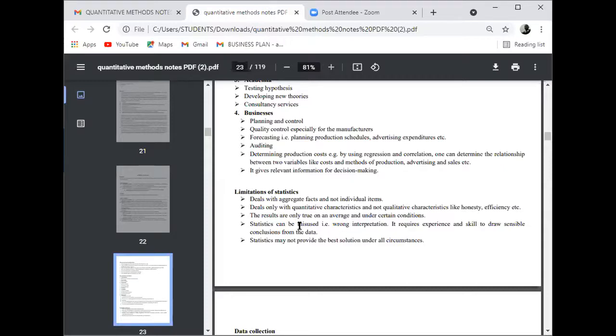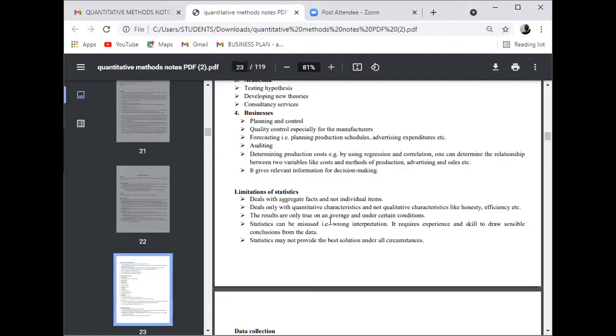And then the results are only true to an average and under certain conditions. Remember, we are saying we cannot have 100% accurate data, and therefore we have a certain percentage of accuracy. So in one way or another, the percentage which is not captured is the inaccurate part. If we are 90% accurate, then we are 10% inaccurate, and that 10% can also have an impact.